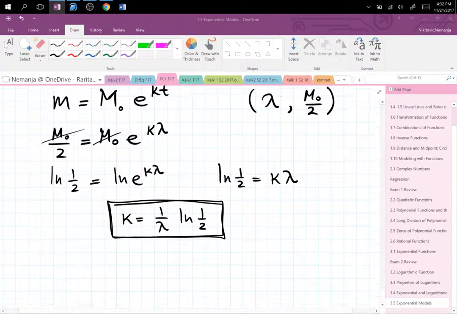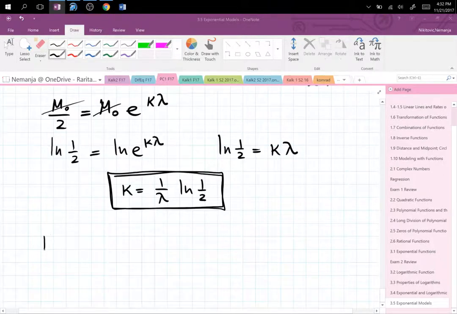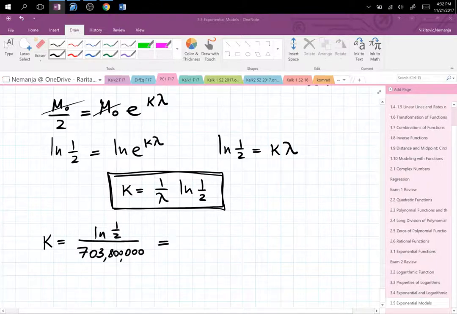All right. So now I can use the equation for k, which is 1 over 703,800 times ln of 1/2. I'll just put ln of 1/2 on top. This is going to be insanely tiny numbers, so we have to use scientific notation here. We have ln of 0.5, close parenthesis, divided by 703,800. Yes. Boom.